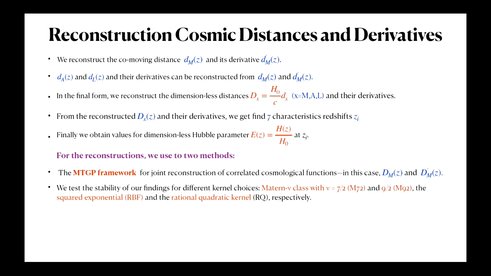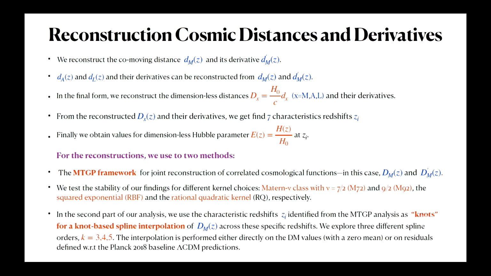Now there are two reconstruction methods that we use. First we use the multitask Gaussian process. We use defined kernels, reconstruct this value and get these 7 redshift points. Once we get these 7 redshift points, we use a knot-based spline method. We take the knots at these 7 redshift points and do a spline of 3rd, 4th or 5th order, and again reconstruct this and see whether they are consistent or not.